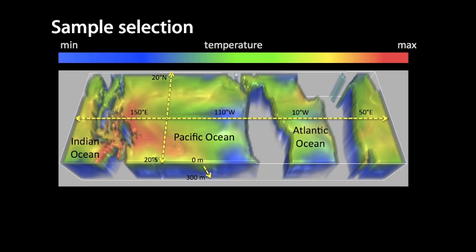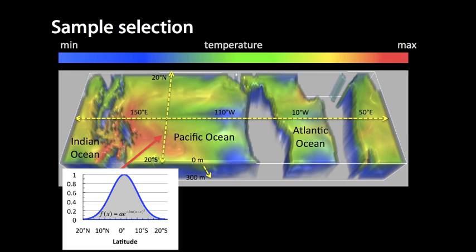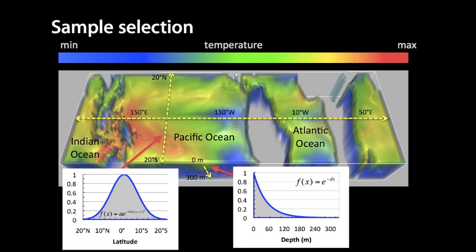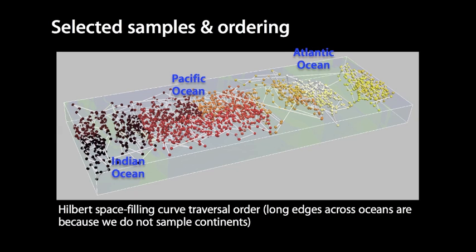In order to reduce computation time, it is necessary to select important samples for correlation calculation. In the first step, we incorporate climate scientists' knowledge into sample selection. As a result, the regions near the equator and sea surface have higher probabilities of being selected. This figure shows 2,000 selected samples.